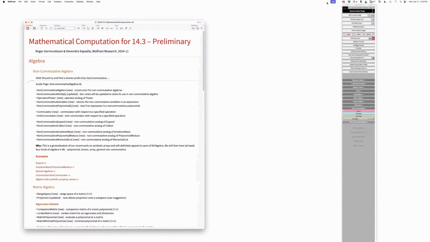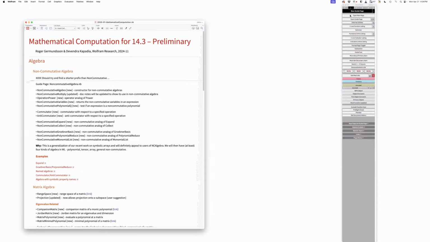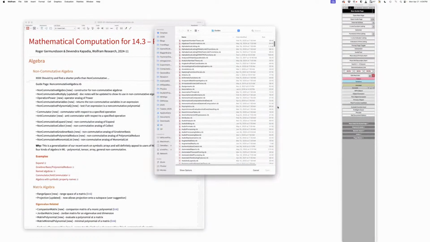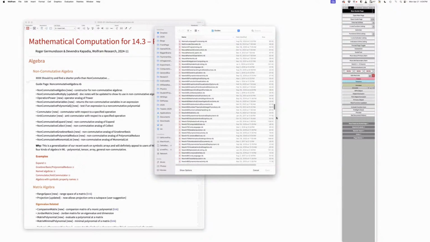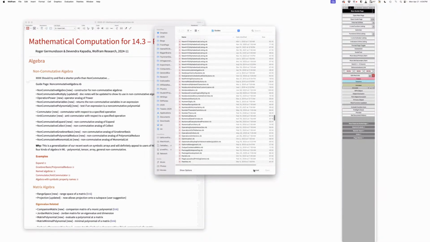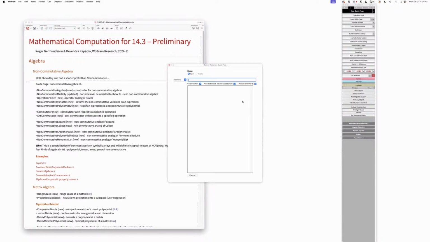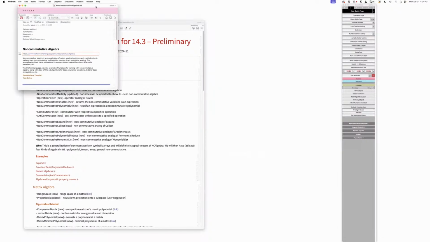So, should I start with the guide page? Yeah. Is there a better way to find these guide pages? Yeah. Click on that other icon there, because that system dialog sucks. That icon, yeah, here. Yeah, that one. And then just start typing non. There you go. Oops. And there. Why is this word non-commutative there? I see.